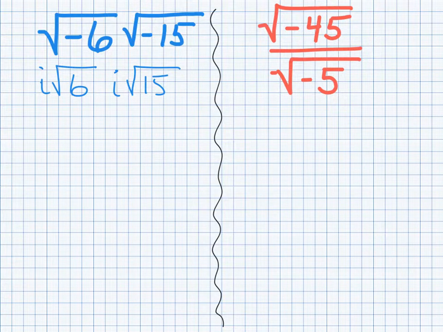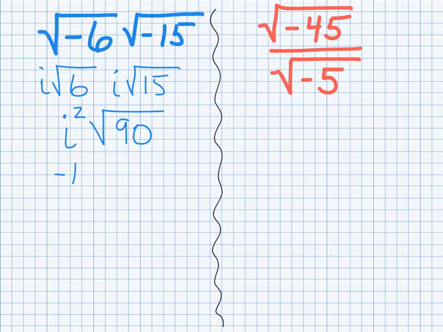root of 15. The cool thing about multiplying radicals is that you can just multiply regularly. It's just under a square root. So 6 times 15 is just 90. So the square root of 6 times the square root of 15 is just the square root of 90. And i times i is i squared. The interesting thing here is that i squared is actually a real number. It is actually -1. So I'm going to write that in the next line.